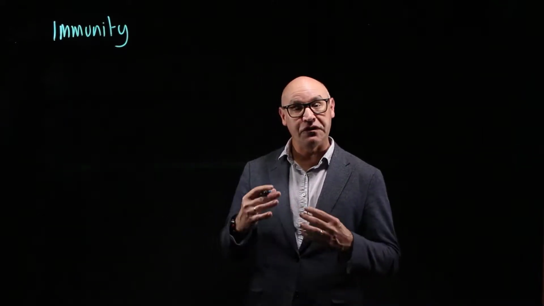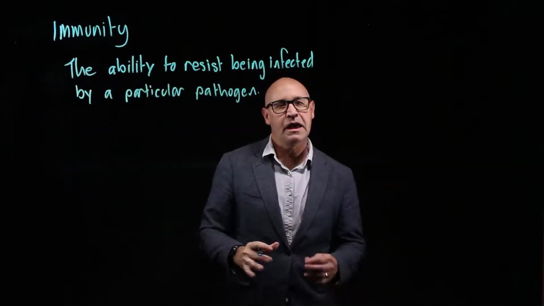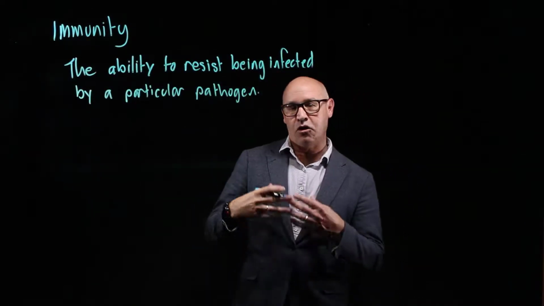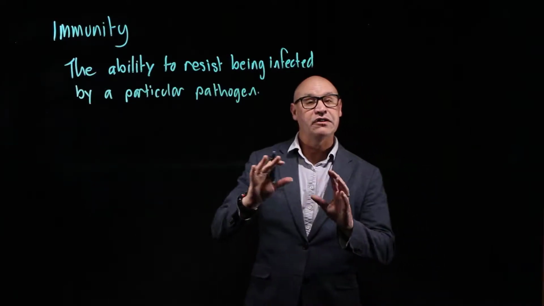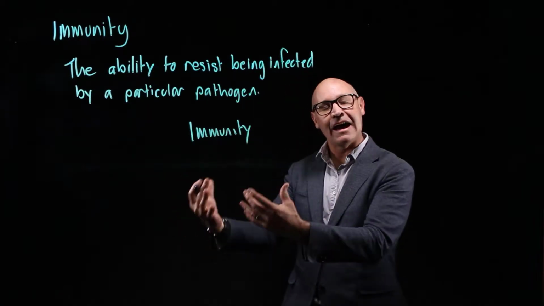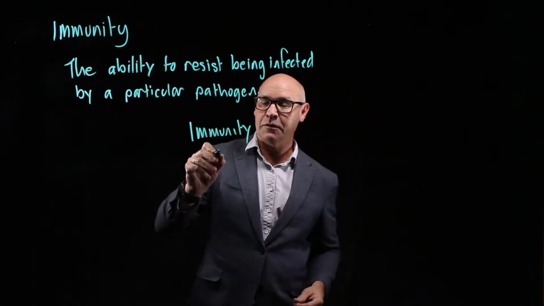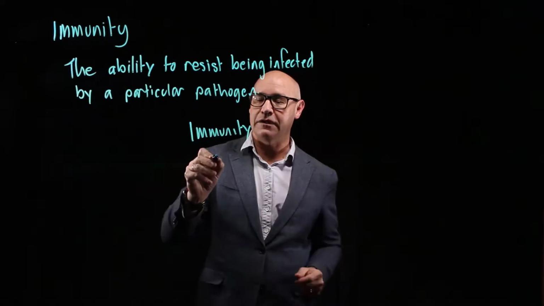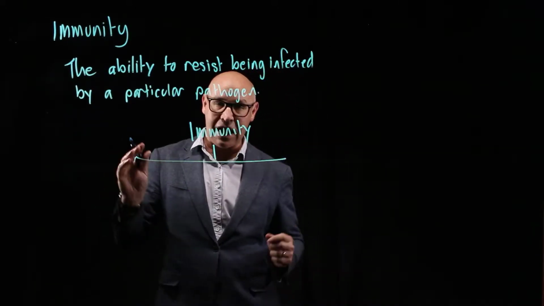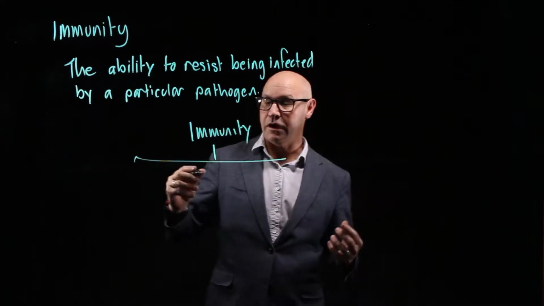Immunity is the ability to resist being infected by a particular pathogen. Now, immunity can be acquired in several different ways. By acquired, I mean gaining immunity. So when you acquire something, you get it. So we have two basic ways: one is naturally acquired, and the other is artificially acquired.